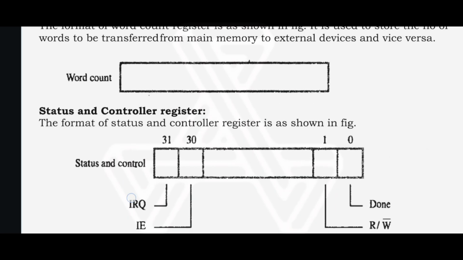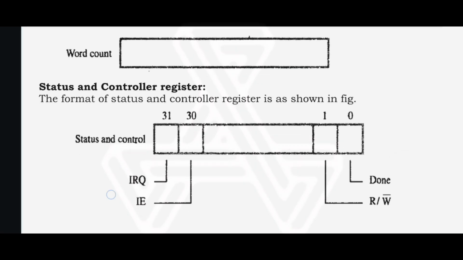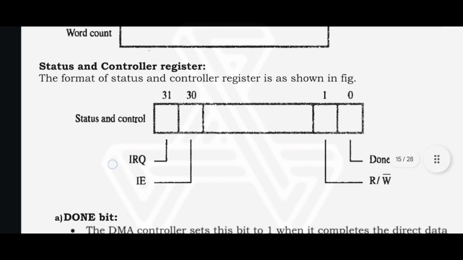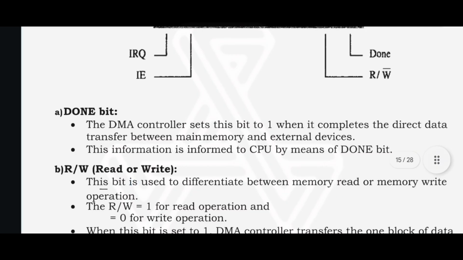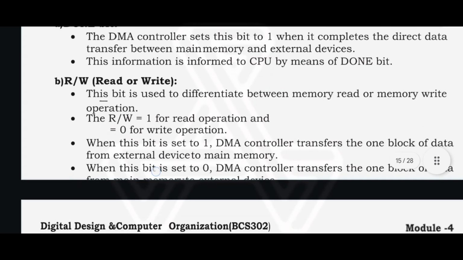Status and control register. The format of the status and control register is as shown in the figure: IRQ, IE, R/W, Done. Then the Done bit. The DMA controller sets this bit to 1 when it completes the direct data transfer between main memory and the external devices. This information is informed to the CPU by means of the Done bit.